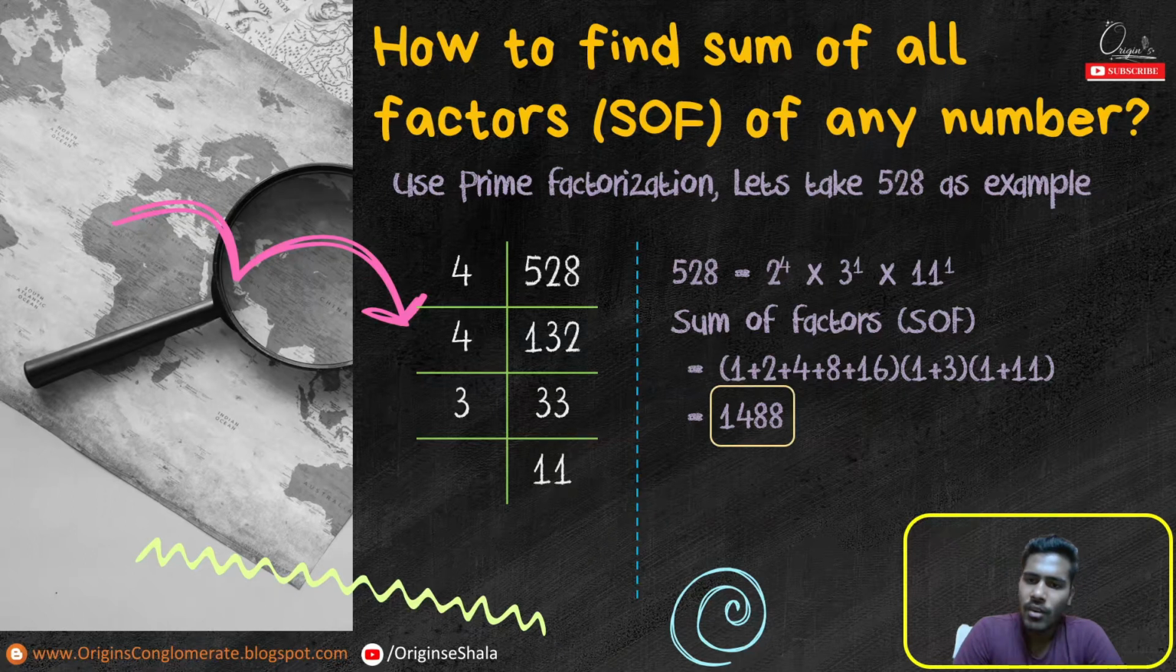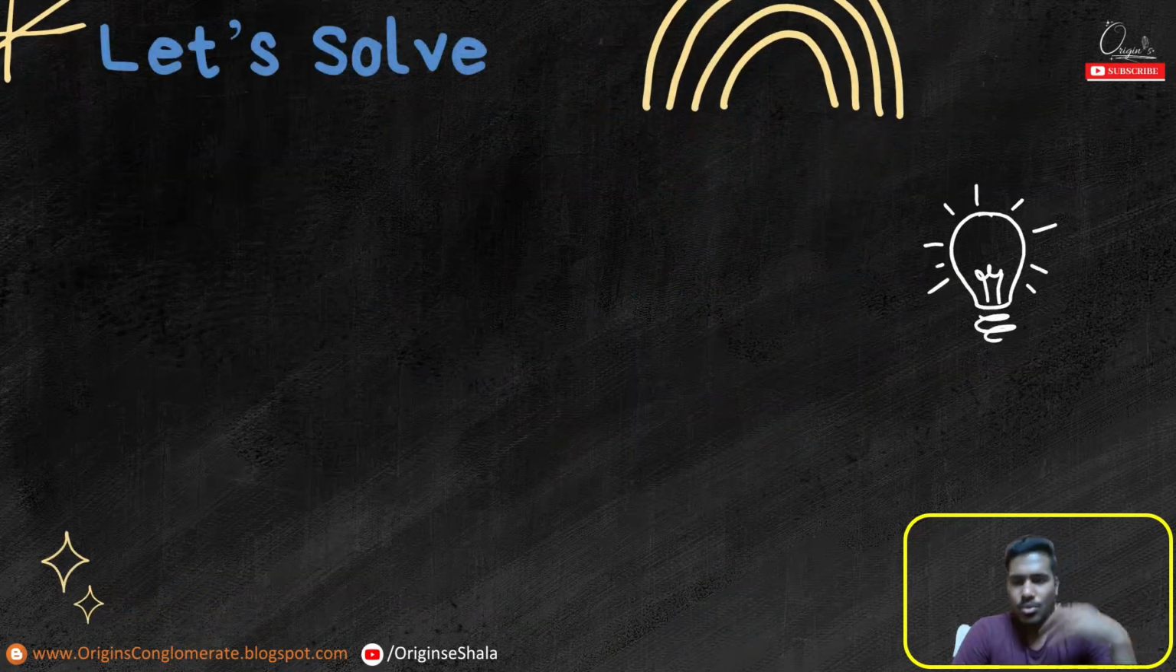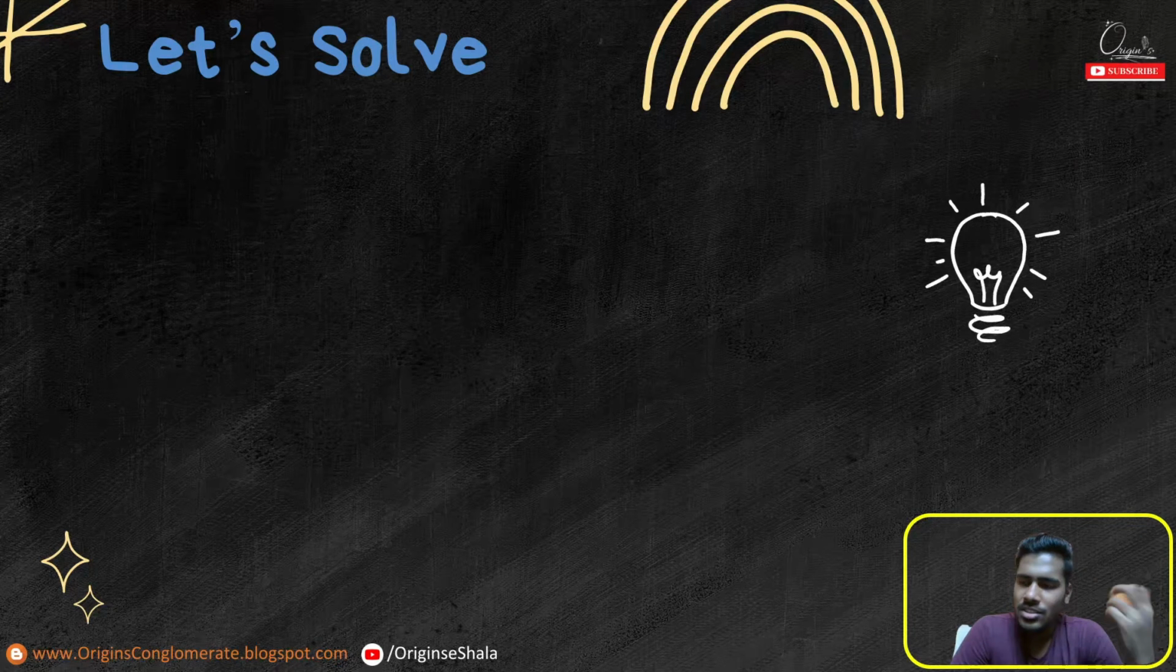Quite easy, right? And in our case for 528, 1488 is the sum of factors, and I would encourage you guys to better check it out. I may have intentionally left it wrong for you guys to point it out, and I can also know whether you guys have actually done it or not, right? Anyways, now since we have gotten that concept, let's try a few questions.